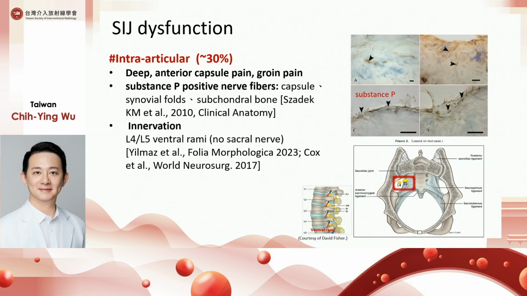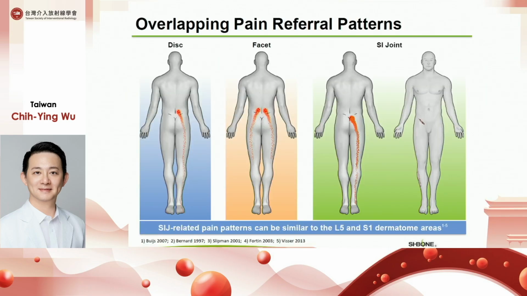About 30% comes from the intra-articular region. The typical symptoms are deep, anterior groin pain. The innervation of the intra-articular region is from the L4 and L5 ventral rami. The SI joint referral pattern usually overlaps with disc herniation and facet pain. So it is important to make a differential diagnosis of SI joint pain, disc herniation, and facet pain.